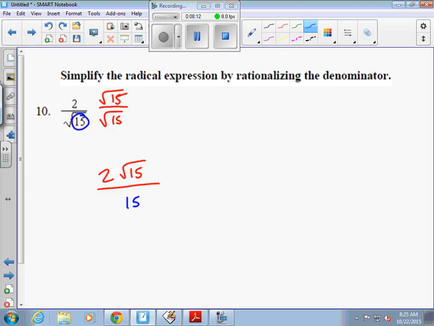The only other thing you have to do right there is look at the number 2 and 15 and determine if you can reduce them. Had that said 2 over 16, you could reduce it into 1 over 8. But 2 does not go into both 2 and 15. So this is considered simplified, everybody. 2 times the square root of 15 over 15.